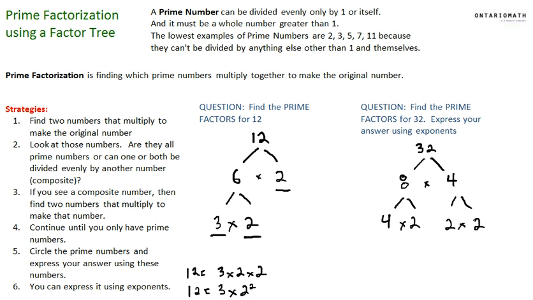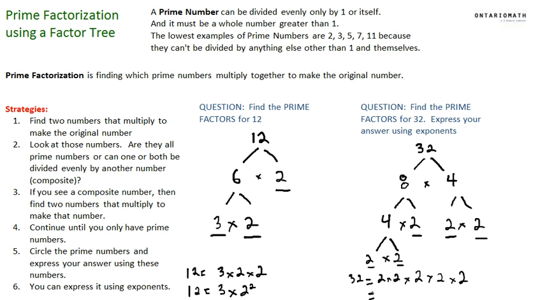2 times 2. Well, 2 is a prime number, but 4 still is a composite number. So I'm going to go again, 2 times 2. And now I'm down to a bunch of 2s, and they're all prime numbers. So I can say that 32 is 2 times 2 times 2 times 2 times 2.